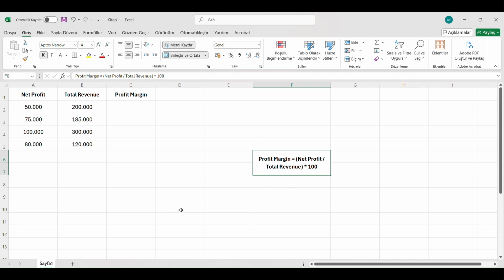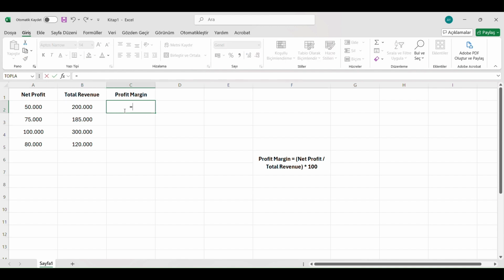To calculate this in Excel, you first need to determine the net profit and total revenue cells. Let's say that the net profit value is in cell A2 and the total revenue value is in cell B2. Then, to calculate profit margin, you can enter this formula in cell C2. This formula will give you the profit margin percentage.